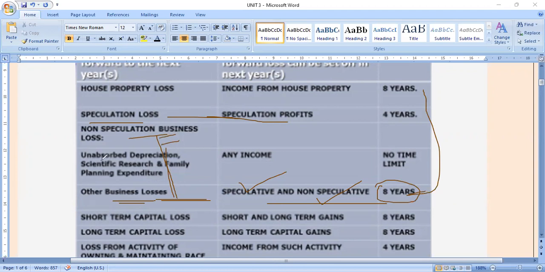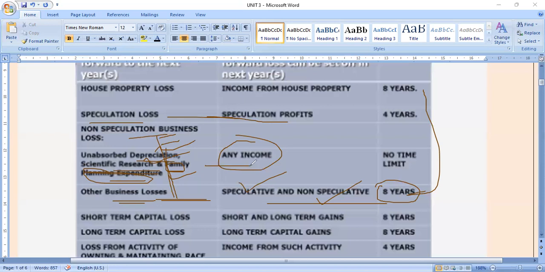Okay, now coming to normal business losses. Another thing is also there: unabsorbed depreciation, scientific research and family planning expenditure. This family planning expenditure for companies is not going to be there. These losses can be written off against any income. Means if any unabsorbed depreciation is there on a machinery, depreciation is more than the value, let us take for example, there is a loss on that machinery by way of depreciation.